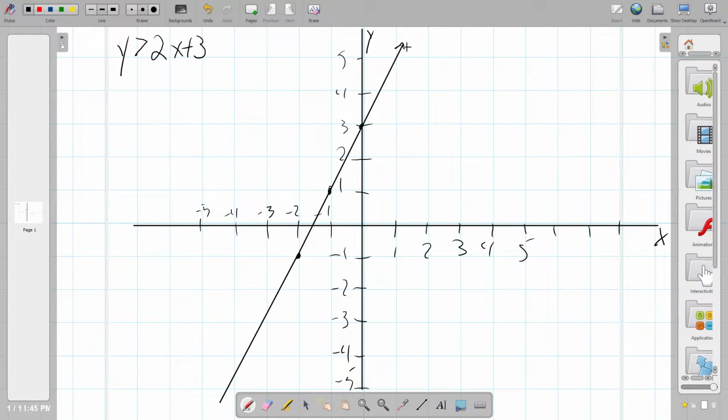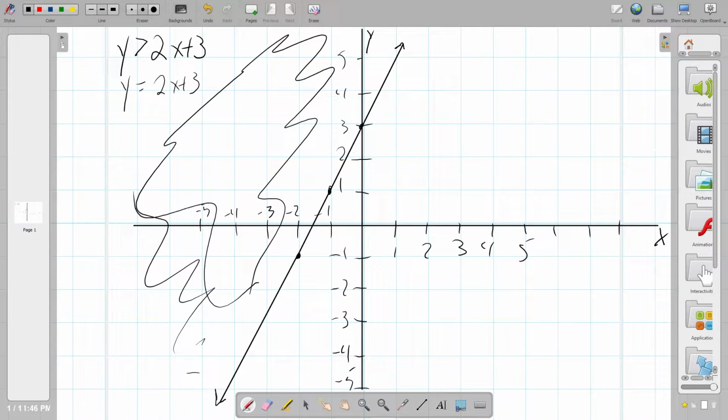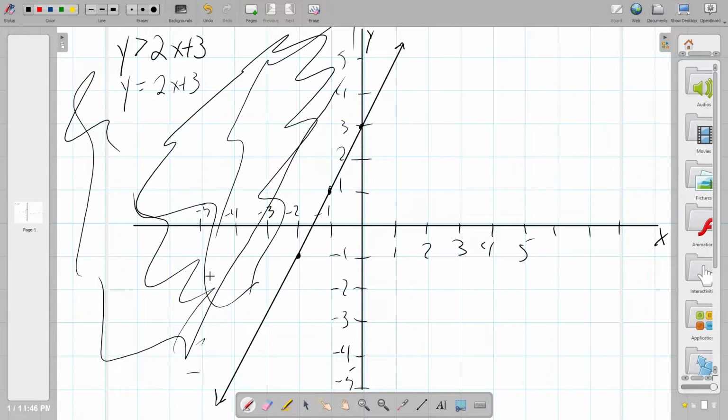I'm learning to use this a little bit better to make it neater for you guys. Aren't you impressed? Probably not. So that's our graph, but that graph is y equals 2x plus 3. Y is greater than 2x plus 3 would be everything above that line. All this stuff here is greater than y equals 2x plus 3.